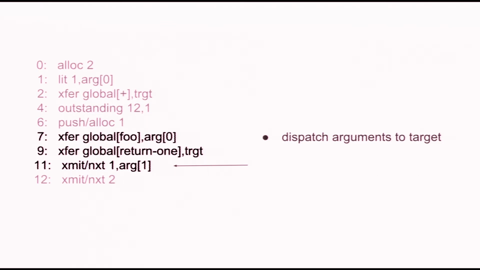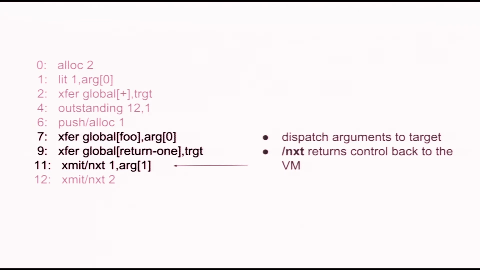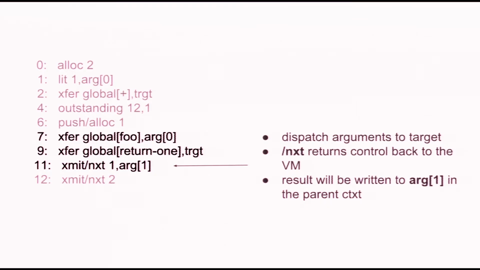The XMIT opcode in general dispatches the arguments to whatever is in the target register. The next here means that after the dispatch, we will return control back to the VM. So then the VM will just take a look into the strand pool, take whatever context is next, and install that, and we'll continue from there. The arg1 here means it's the location where we will put the result back. So the result of the dispatch, we will write it to arg1 of the parent context of the context we just created at step 6.